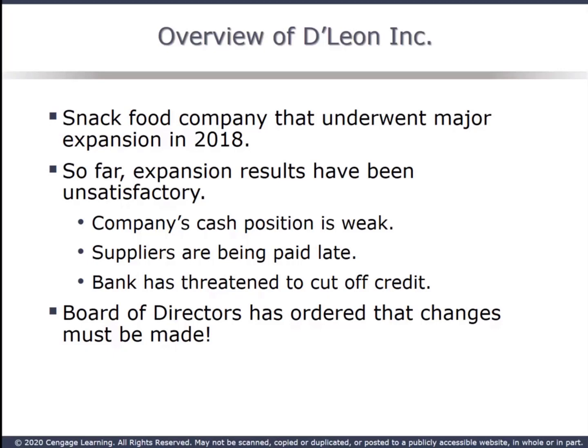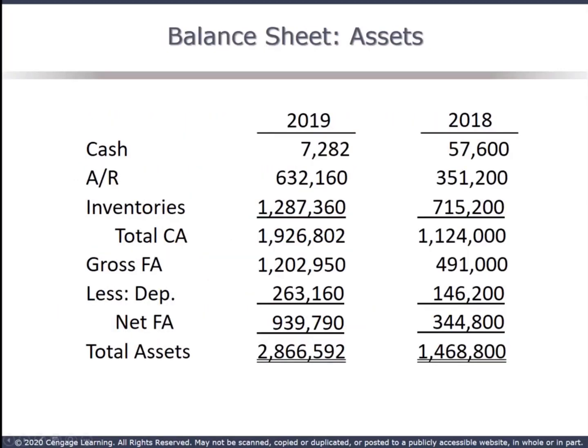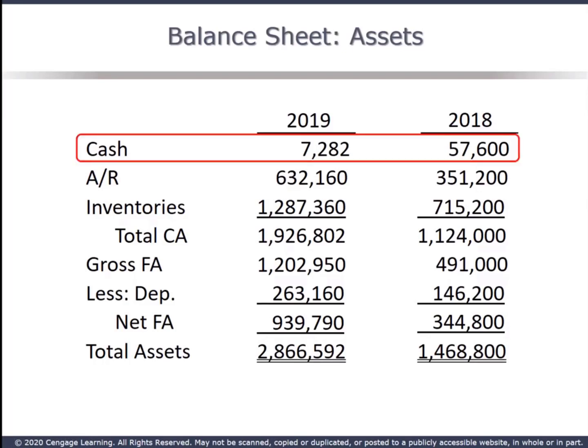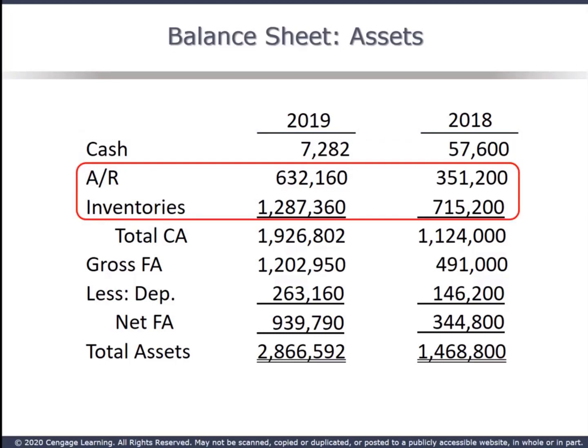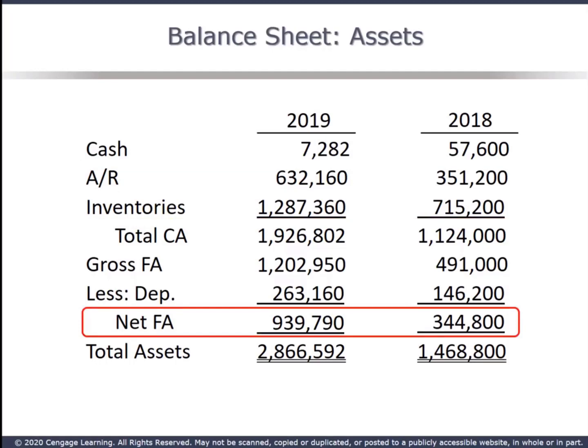Its board of directors was most upset when they learned how the expansion was going. Unhappy suppliers were being paid late, the bank was complaining about the deteriorating situation and threatening to cut off credit. As a result, changes have to be made, and quickly. Here's the asset side of DeLeon's balance sheet for 2018 and 19. Clearly, their cash position has deteriorated significantly. Accounts receivable and inventories have increased by almost 100%. In addition, net fixed assets almost tripled.